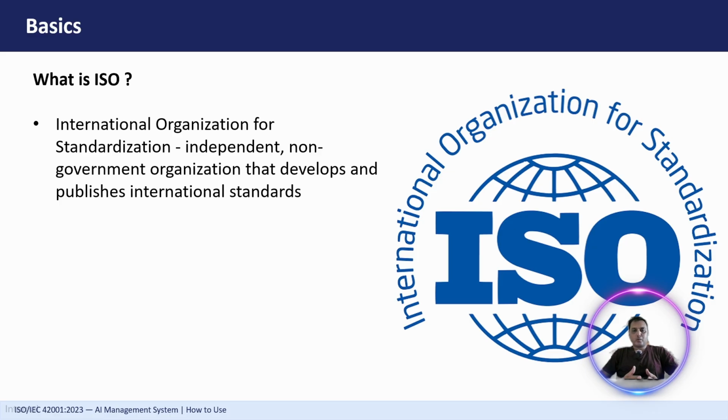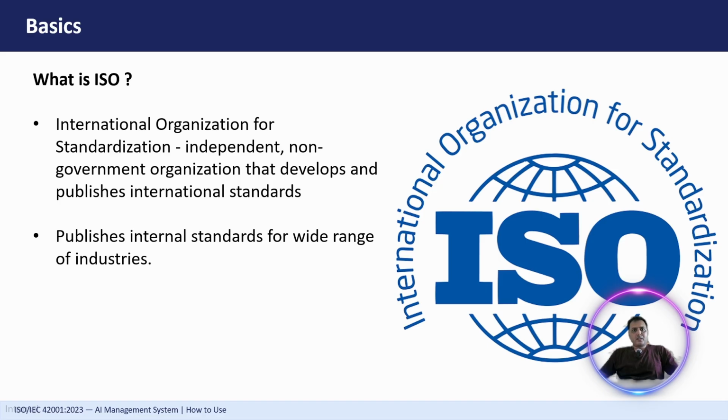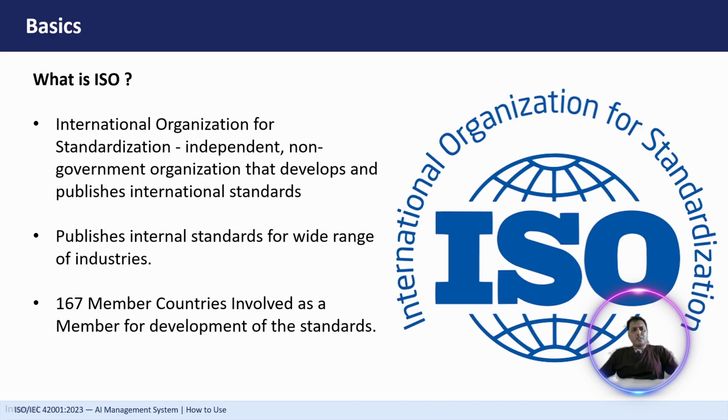There are other standards, for example ISO 27001, which is for information security. Then there is ISO 9001, which is for quality management systems. So there are different standards published by ISO, covering a wide variety of industries. It has a total of 167 member countries involved in the development of standards. So there are different countries involved in making these standards and making them effective, so that they can be used by various industries.